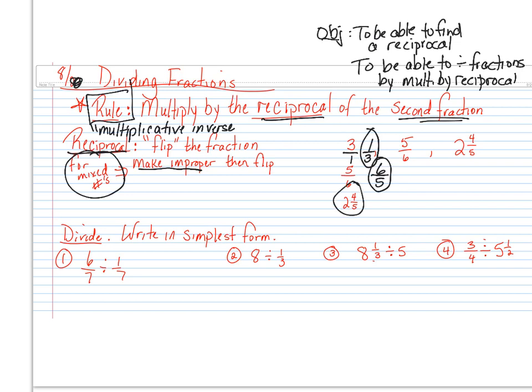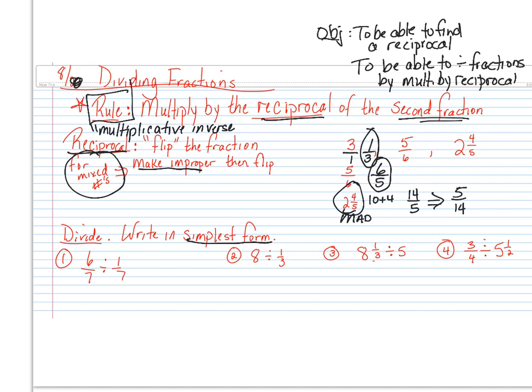Notice 2 and 4/5 is a mixed number. We're going to get MAD first. Okay? 5 times 2 is 10. 10 plus 4 is 14. So we have 14 over 5. Now we can find the reciprocal, which is 5 over 14. Okay? So again, the directions are going to say divide and write in simplest form, which you know by now means to reduce. And we're going to do a lot of dividing fractions when we're finding unit rate. So don't forget, unit rate means to divide.